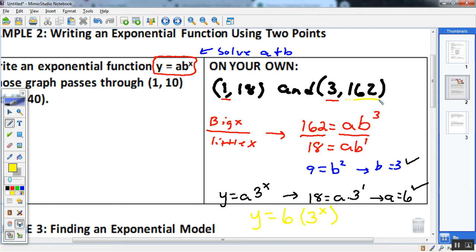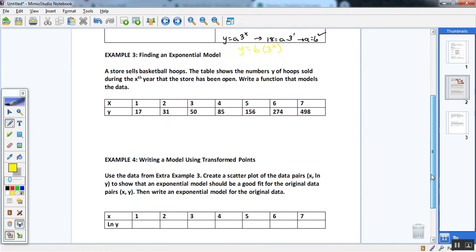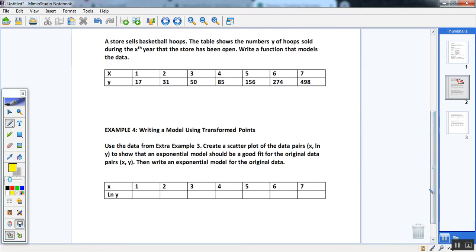Okay? All right, so here's what I kind of like. We're going to be able to use some technology to do some things. Finding an exponential model. Okay? It says a store sells basketball hoops. The table shows the number y of hoops sold during the X year. Write a function that models the data.